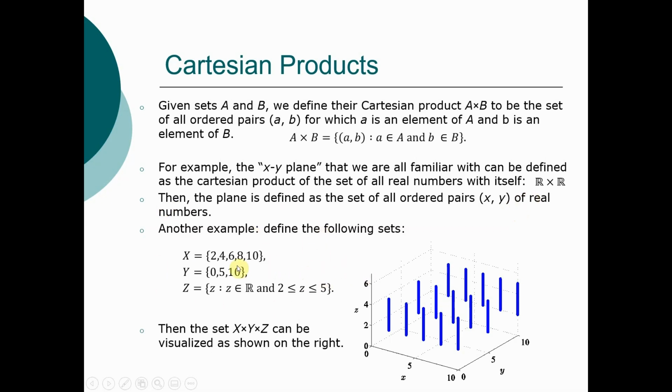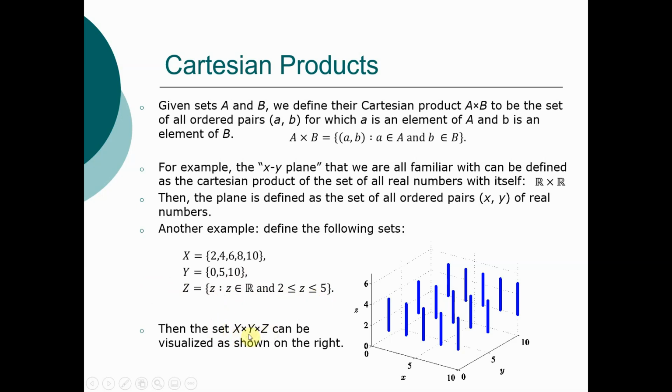Let's say that we have three sets, x, y, and z. X has only elements 2, 4, 6, 8, 10. Y has elements 0, 5, and 10. So they're discrete sets. And z has all the real numbers between 2 and 5. This is a continuous set, right? It has an infinite number of elements.